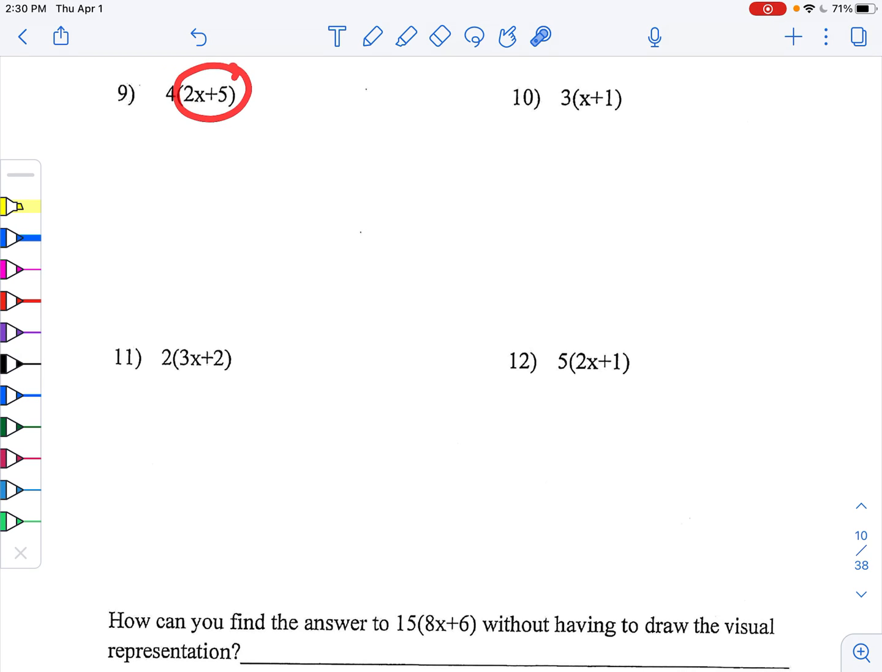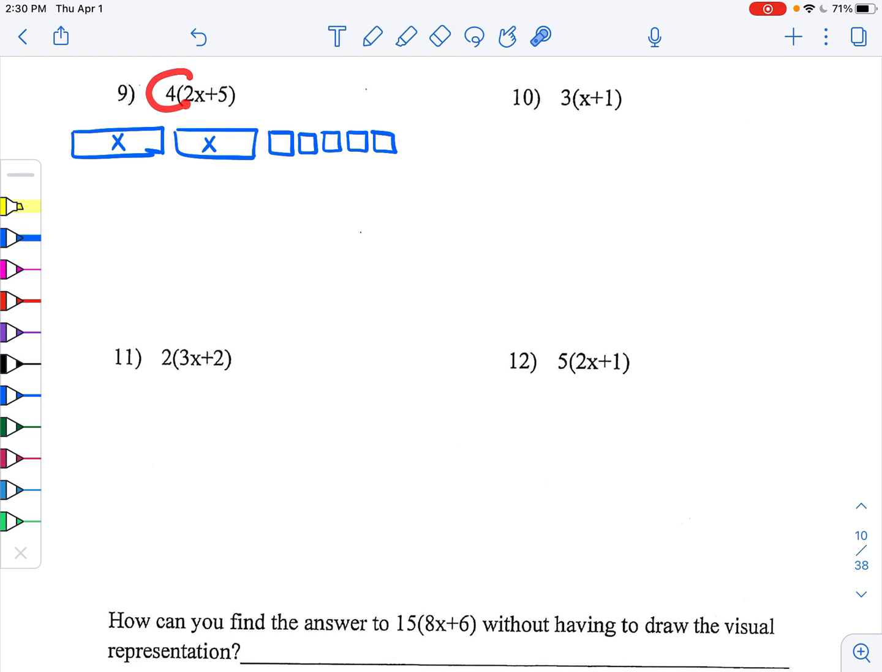All right, number 9. In parentheses, it says 2x plus 5. So let's draw 2 x rectangles and 5 baby squares. And how many groups do we have of that? 4. Excellent.